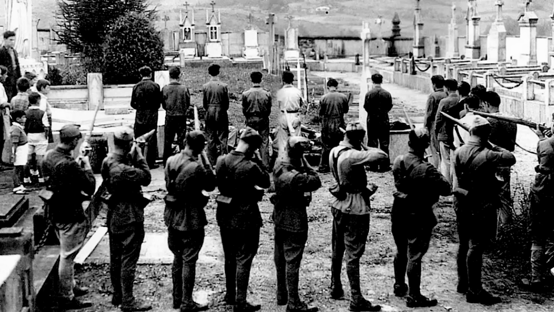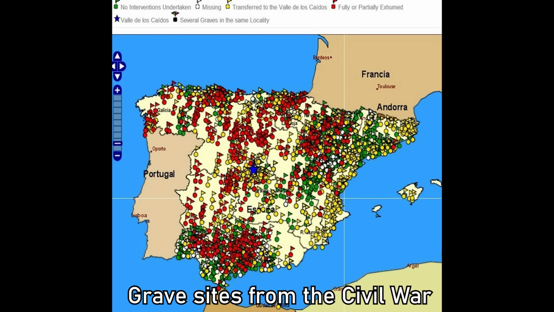From the very outset, the civil war was fought with almost indescribable brutality. Numerous atrocities were committed, particularly in the early stages of the war, by both the nationalists and Republican sides.